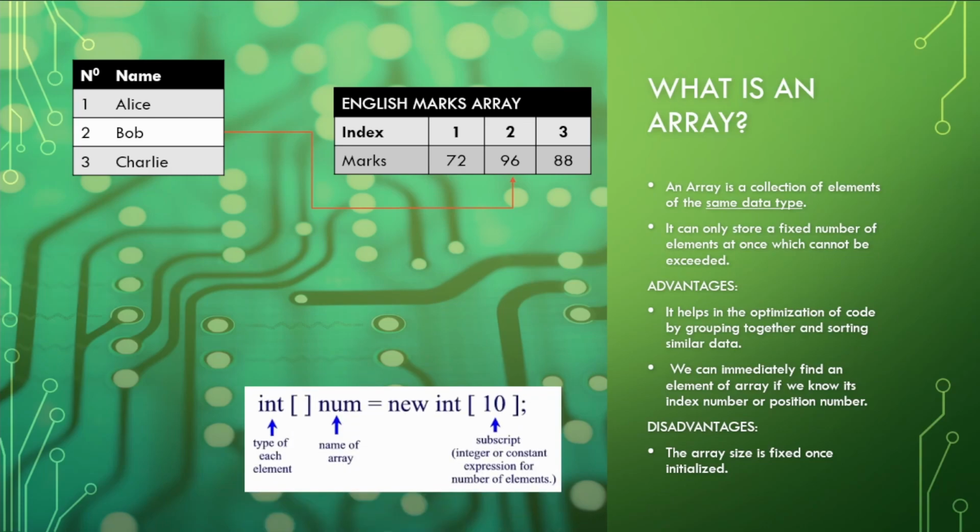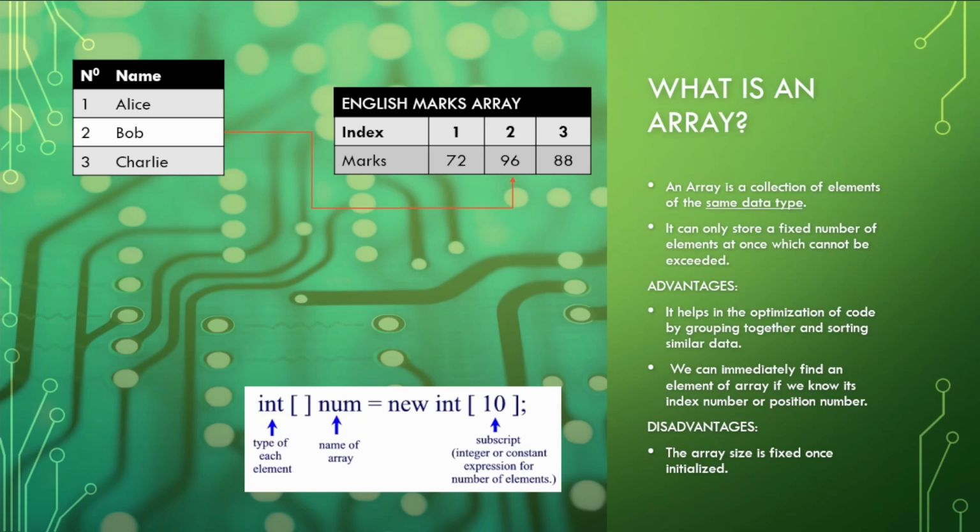And this is how we declare an array. We have the data type followed by box brackets, the name of the array, which could be anything, and then equal to new, the same data type. So if we started with string, you have to have string over here, and then in box brackets the subscript, which is the number of elements within the array.